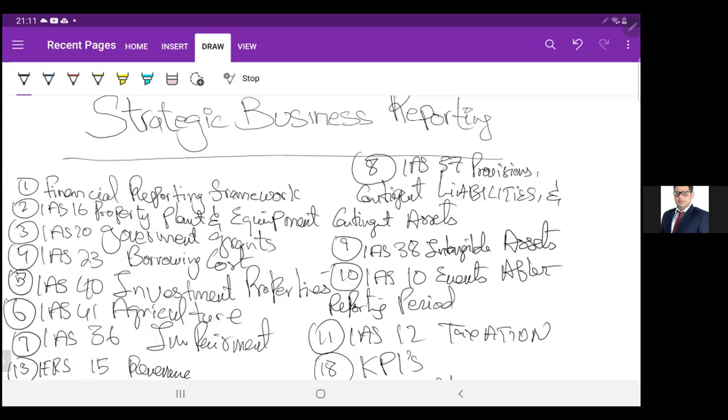Now about SBR. SBR, Strategic Business Reporting, is a professional paper. Now, what are the contents of this paper? Firstly, you will study the financial reporting framework, which will include the definitions of assets, liability, equity, materiality, and so on, right? Then the next topic is IAS 16 Property, Plant, and Equipment.